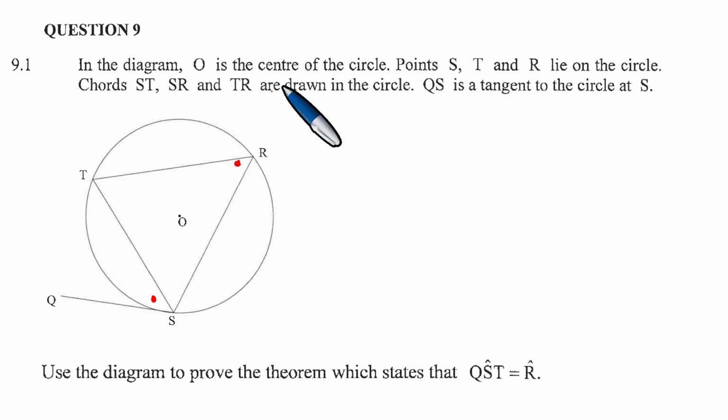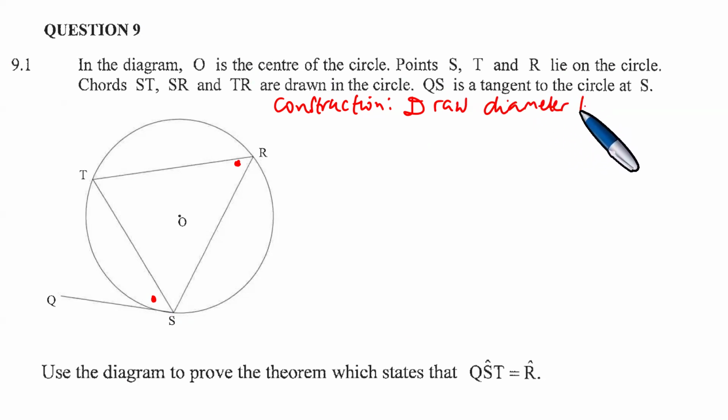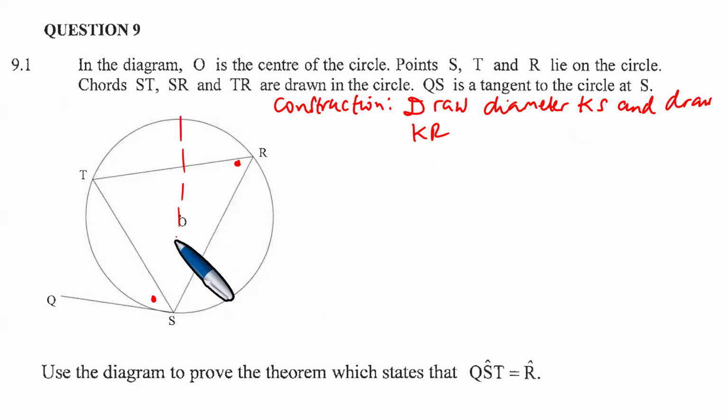First things first, we perform a construction. By performing a construction, we draw diameter KS, and draw KR, so that in the end, then you have this here.